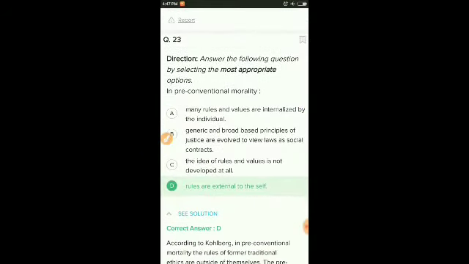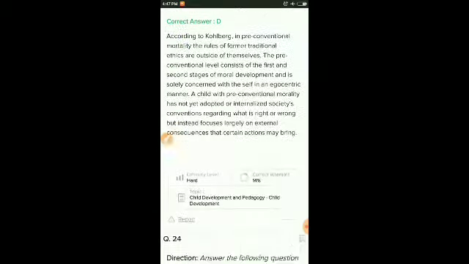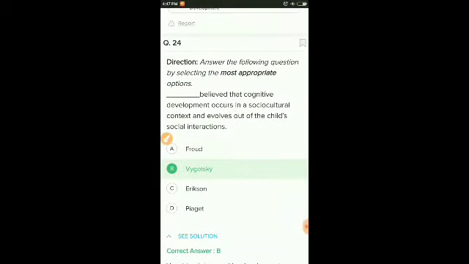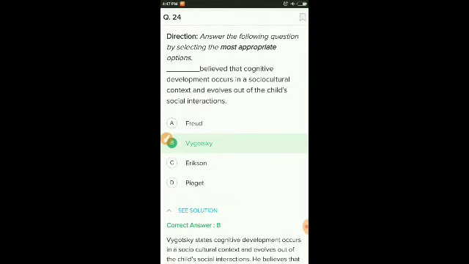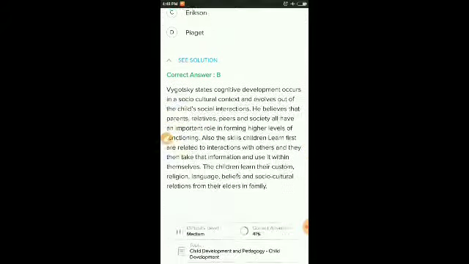Question number 23. In pre-conventional morality, rules are external to the self. Okay, pre-conventional morality, rules are always external to the self. Question number 24. Dash believes that cognitive development occurs in a socio-cultural context and evolves out of the children's social interaction. So who believes it? Vygotsky believes that cognitive development occurs in a socio-cultural context. So the mental development of the child occurs in the socio-cultural context of the children, and evolves out of the children's social interaction. In this way, cognitive development occurs, according to Vygotsky.